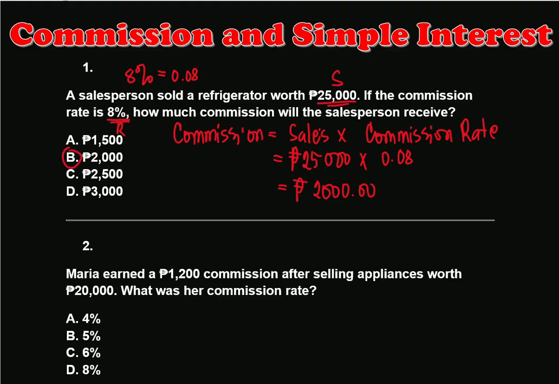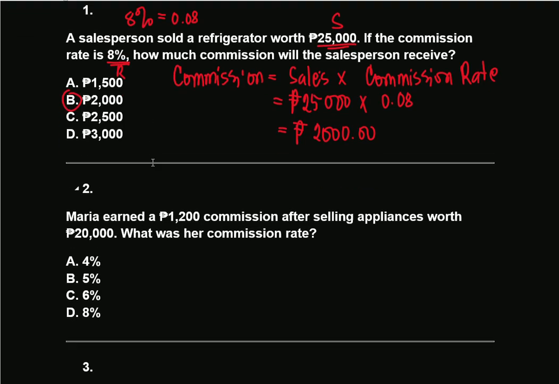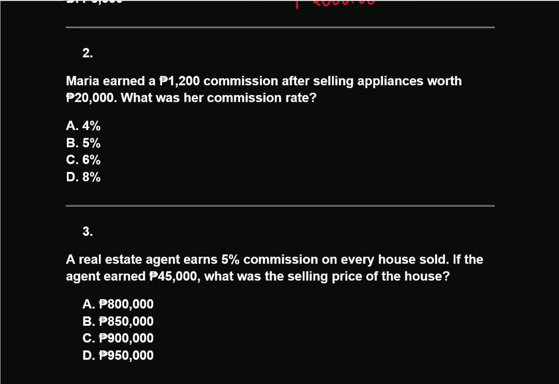Letter B. Okay, next, number 2. Maria earned 1,200 commission after selling worth 20,000. What was her commission rate? Okay, so from here, we have the commission, 1,200. And then we have the 20,000 that is sales. So this will be our commission, and this is our sales. So what they are asking now is the rate. So again, when it's rate, that is with the percent.